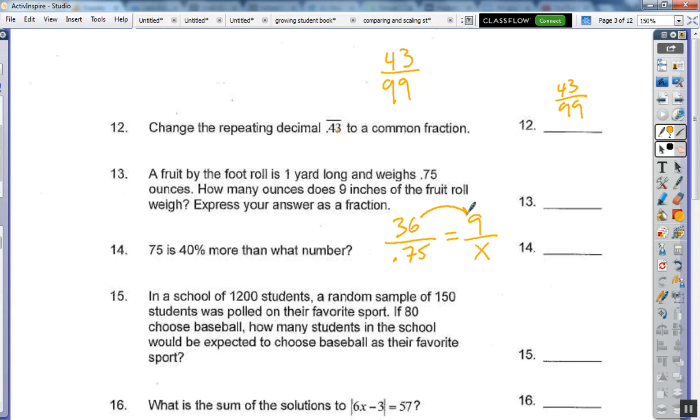Well, what did I do to 36 to get to 9? Well, I divided it by 4, multiplied by 1/4. What am I going to do here? That's right, it's nothing but a scale factor problem. So we're going to have to divide that by 4.